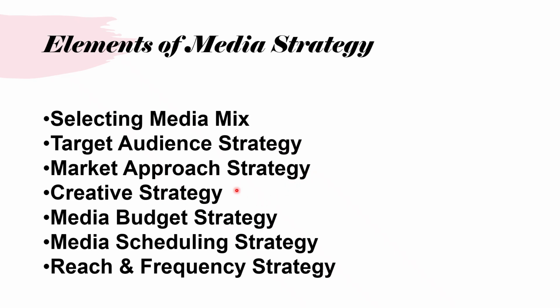Then is creative strategy, which includes placing ads in a way that enhances creativity, like using visual formats, storytelling, or celebrity endorsement. So Apple, it uses very clean and minimalistic billboards to highlight the product design. Then is media budget strategy, which means allocating the funds wisely across the channels. The brands, they spend more on television during IPL and more on digital during festivals.